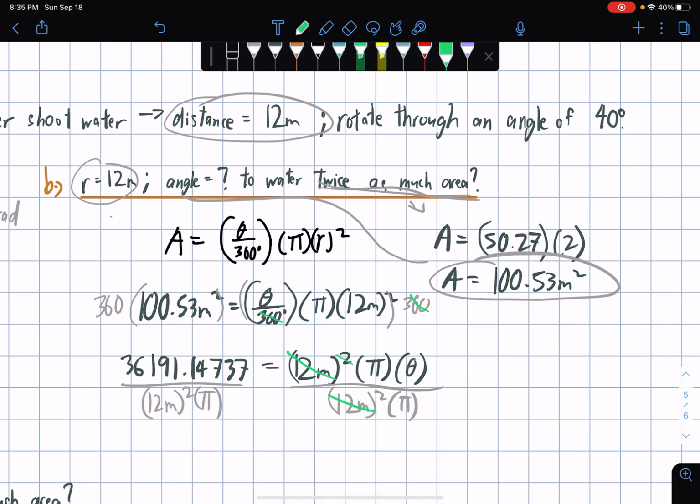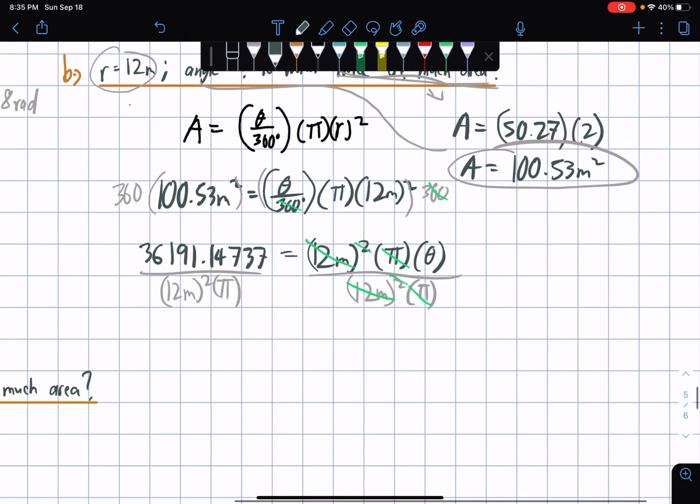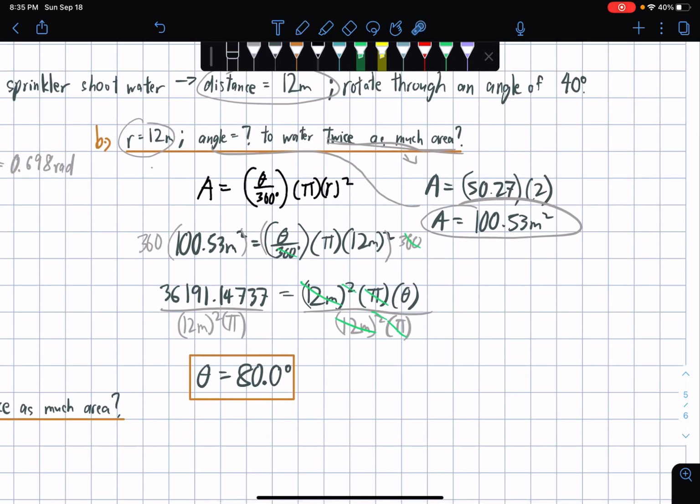So we cancel, so that we could leave theta alone at one side of the equation. And here, put those values in the calculator, we get 80 degrees. This is the final answer. If the question doesn't actually require you to express theta in a specific unit, either radians or degrees, then you could just leave the answer as is in its initial value of degrees, since, as I said earlier, this formula will always assume that theta is expressed in degrees, not radians.